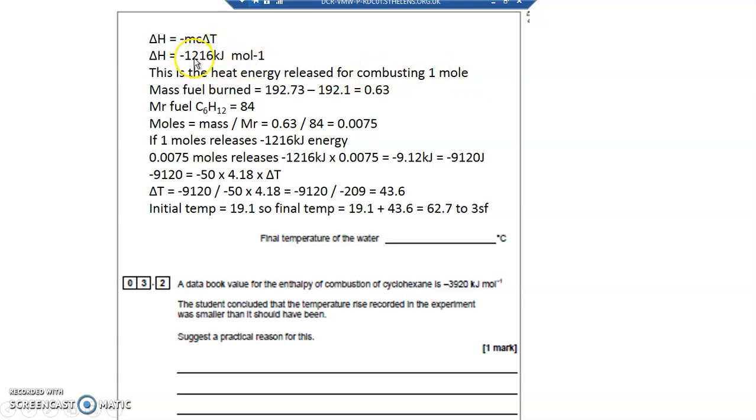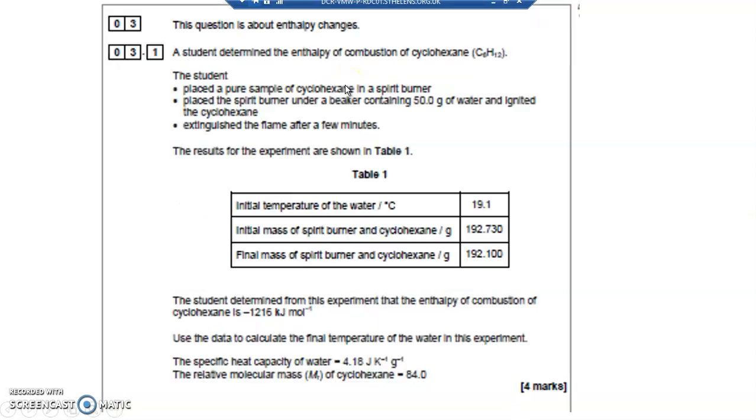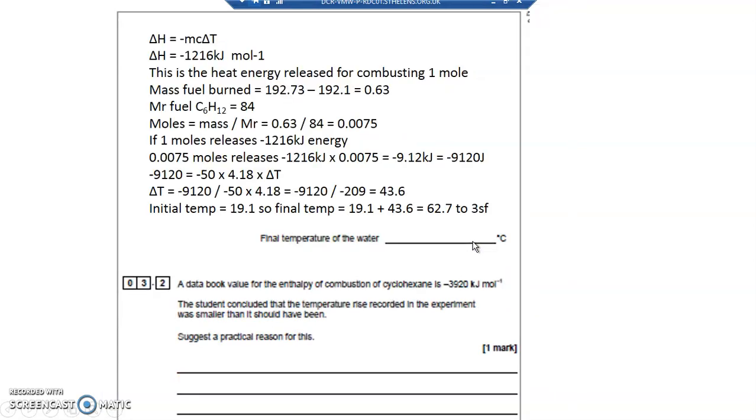So I'm getting 1216 kilojoules of energy if I burnt 1 mole of the fuel. So the actual mass of the fuel burnt, if I subtract the two numbers from here, so the initial mass and the final mass, I can work out that I've got 0.63 grams of the fuel burnt. So the MR of the fuel is 84, so moles is mass divided by MR. 0.63 is the mass burnt divided by 84.